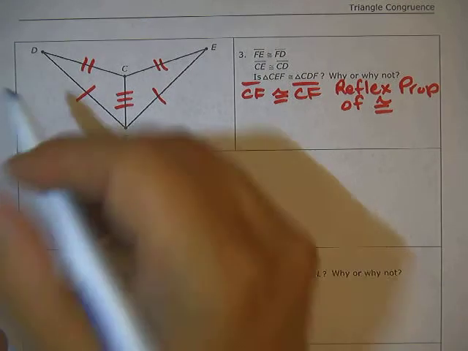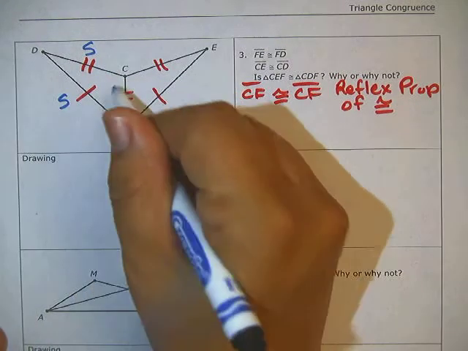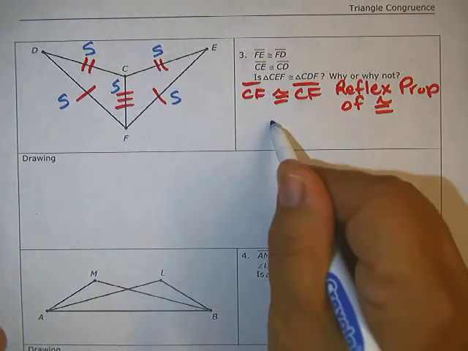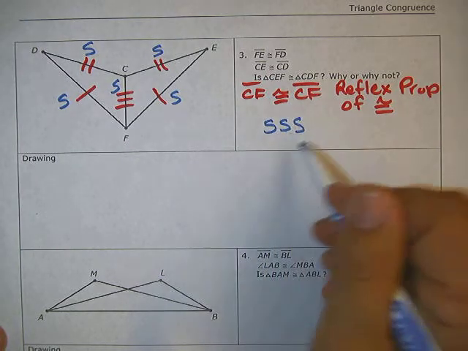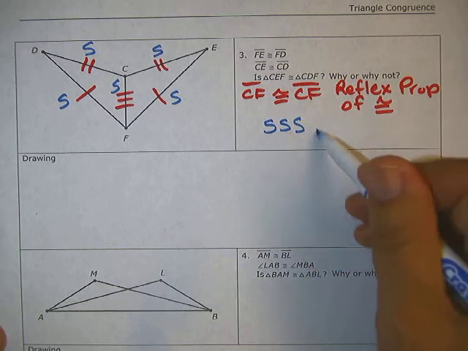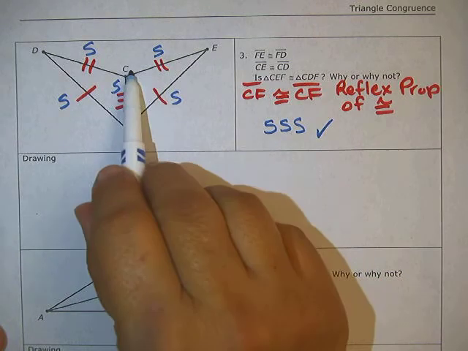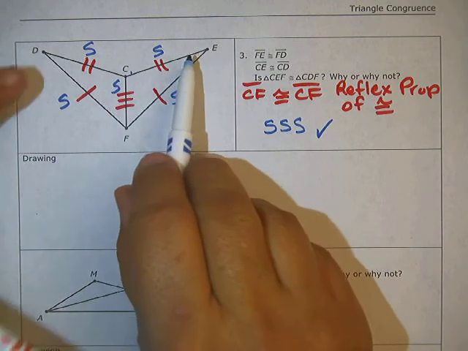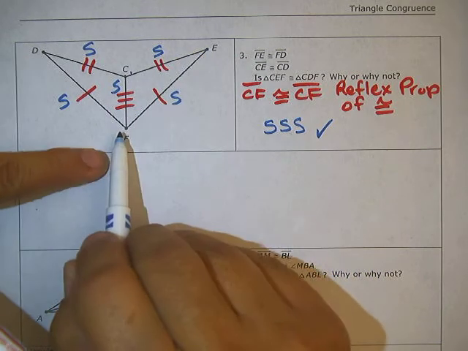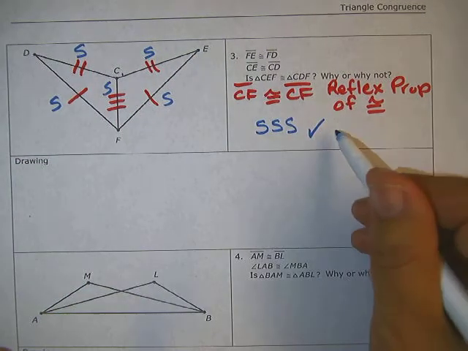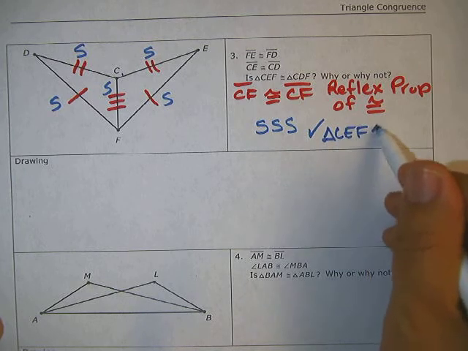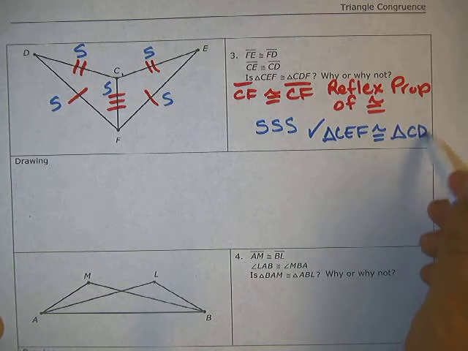So, I have a side, and a side. Here I have a side, side, and side. Side, side, side. First of all, I accept that one backwards and forwards. So, yes, make sure. Does C go with C? Yes. Does E go with D? Yes. Does F go with F? Yes. So, yes, triangle CEF is congruent to triangle CDF.